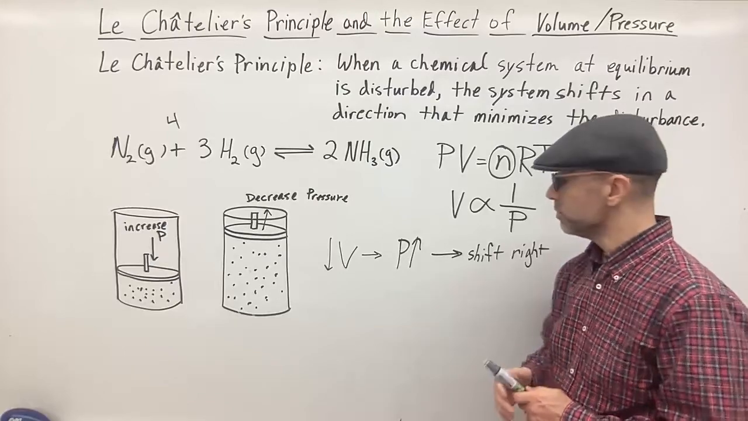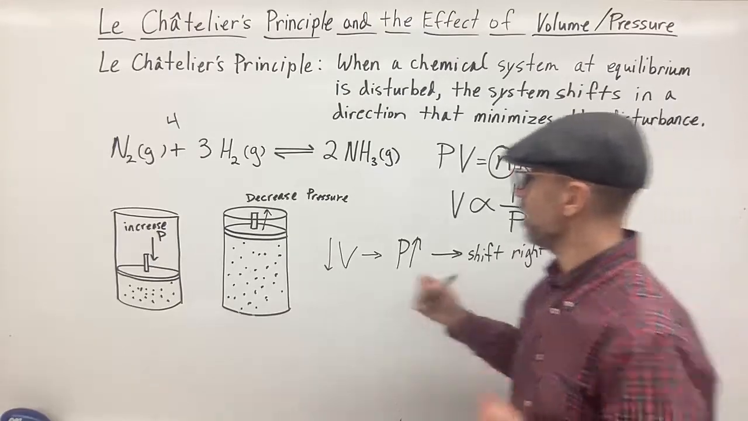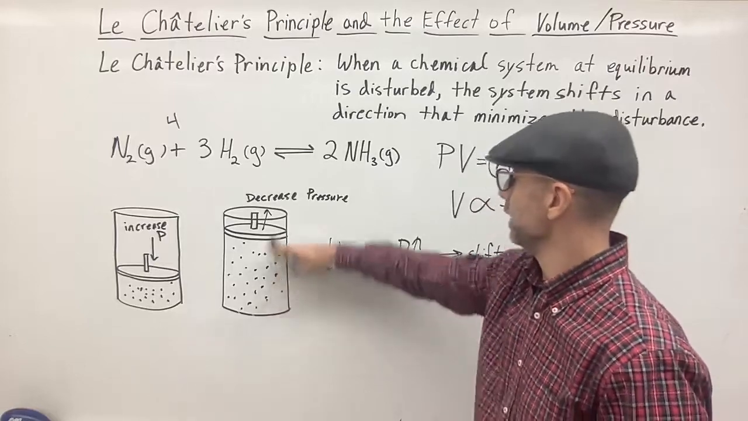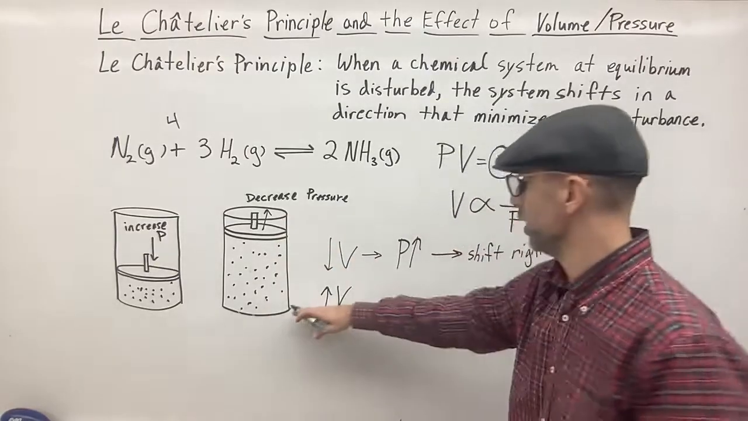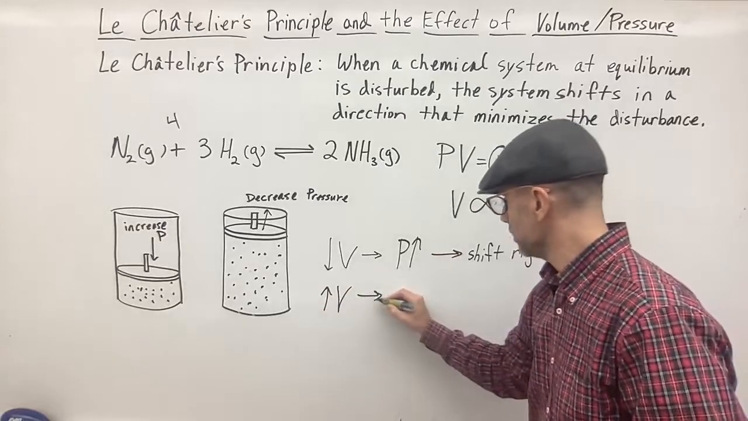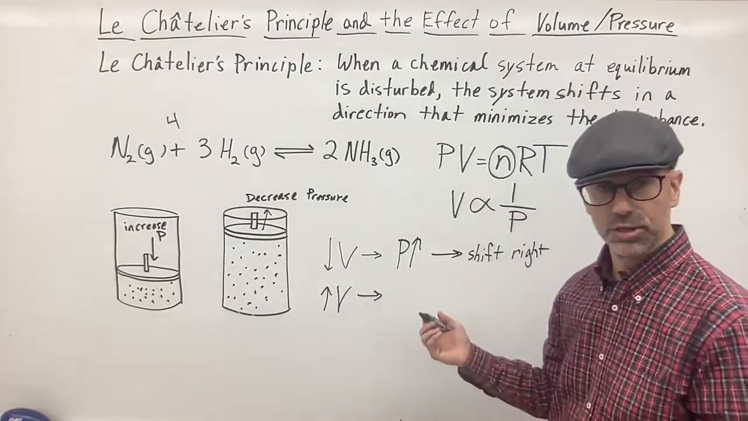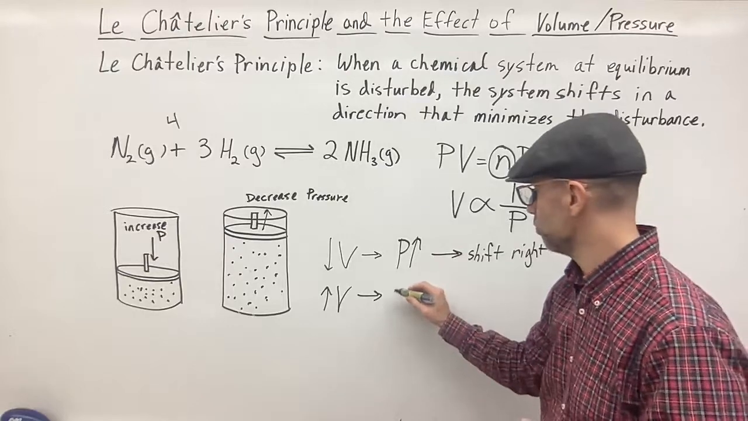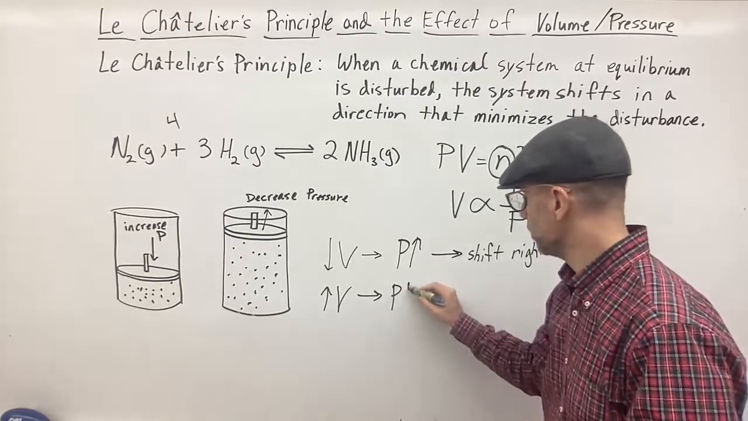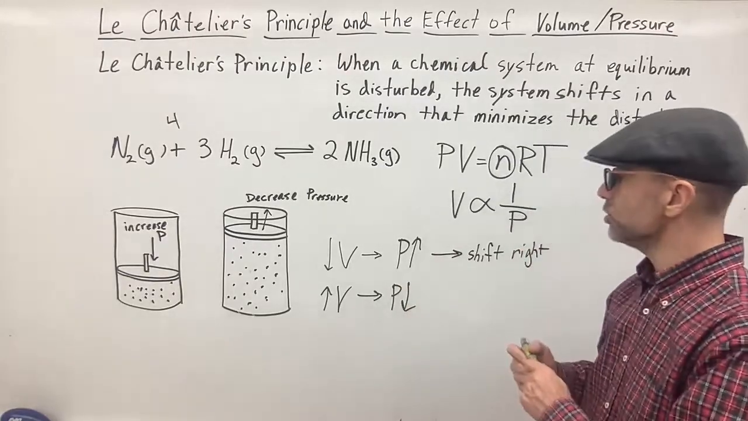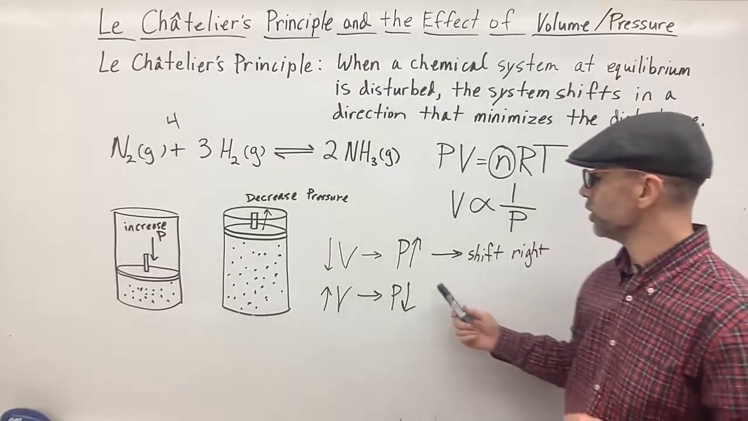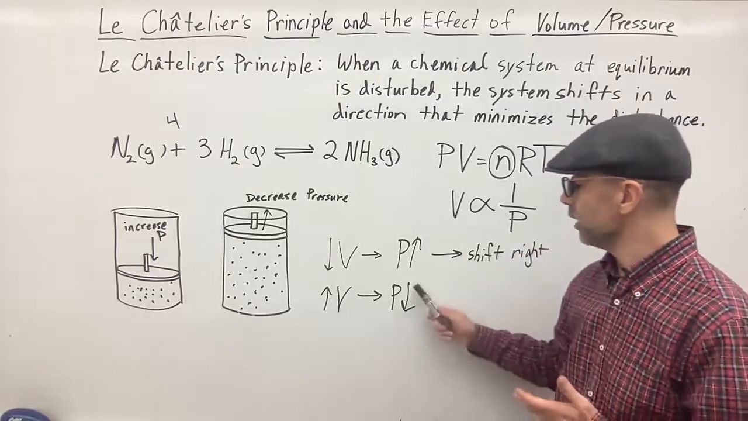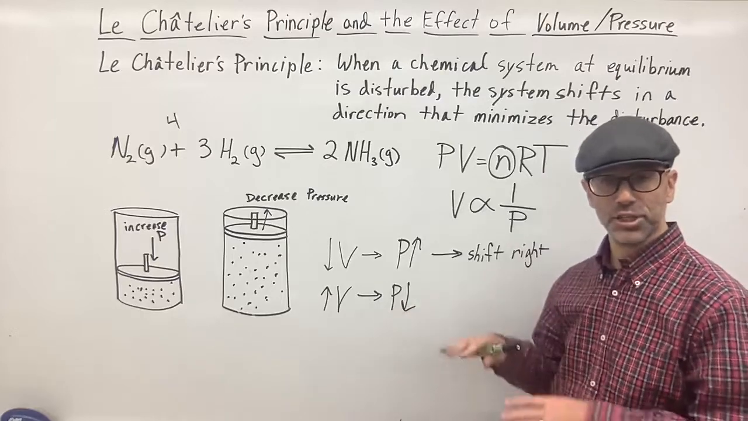Okay. Now, what if instead I increase the volume, right? So if I increase the volume, if volume increases, then that means that pressure is inverse. The pressure is the opposite. So pressure is going to decrease. So what is the system going to do now? Well, the system is going to shift in such a way in order to increase that pressure back up.